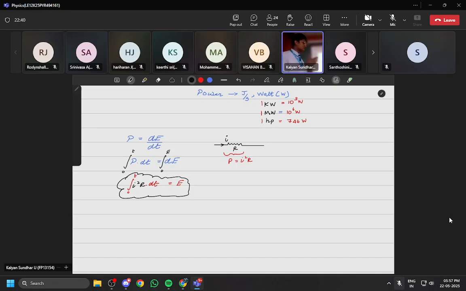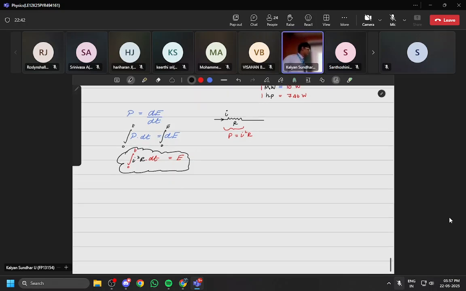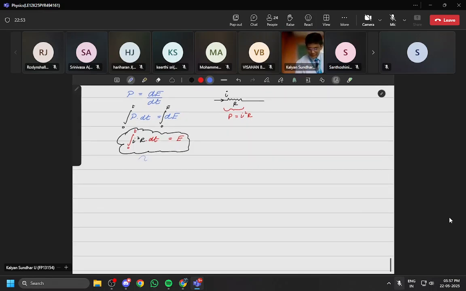More often your R will be constant, but sometimes I will not be constant. Now suppose I and R are both constant, then I can take both out of the integration. And how do you write this? If your I and R are constant, then your E will be equal to I square R T.